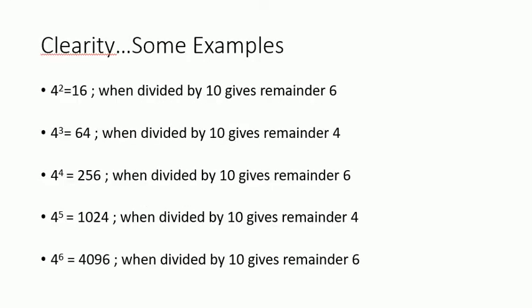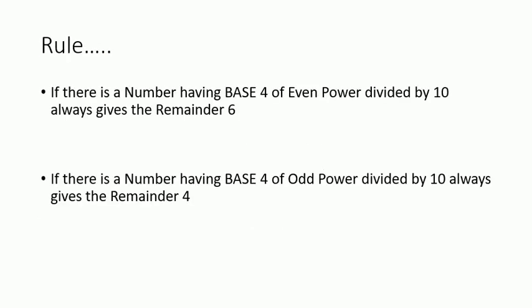For clarity, I have some examples. 4 power 2 is equal to 16. Okay, 4 times 4 is 16. When 16 is divided by 10, it gives the remainder 6. And the power 2 is even, that's why the remainder is 6. Here 2 is even, the remainder is 6.